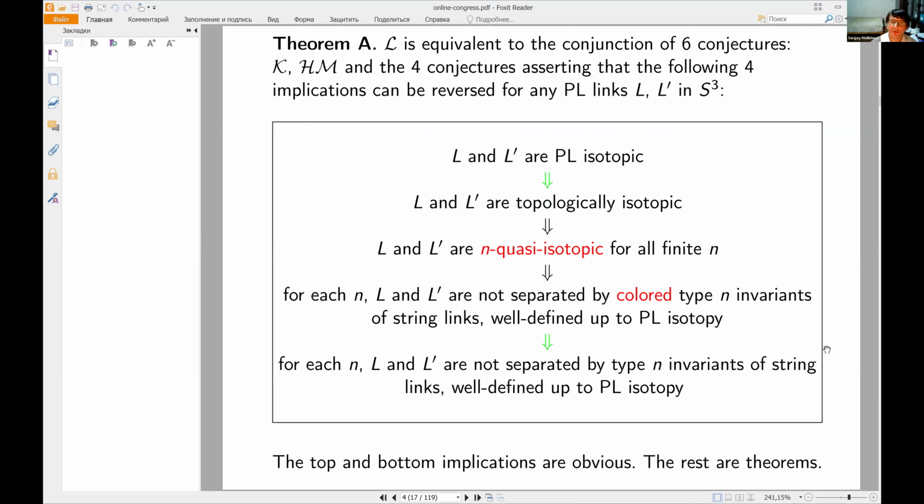The Vasiliev version for knots, the Habegger-Melikhov conjecture, and the 4 conjectures which assert that the following 4 implications can be reversed for any PL links L and L prime in S3. So the 4 implications are as follows. We start with saying that L and L prime are PL isotopic. This trivially implies that they are topologically isotopic.